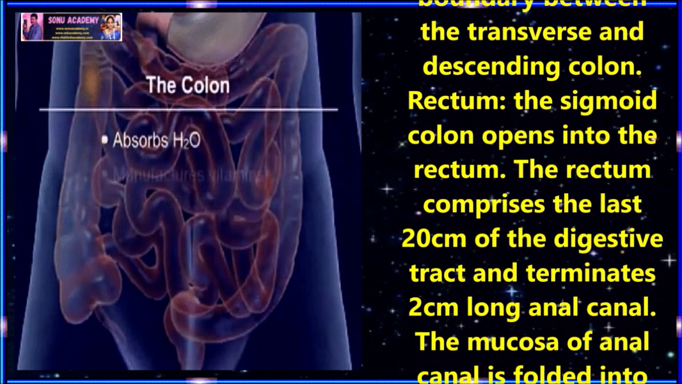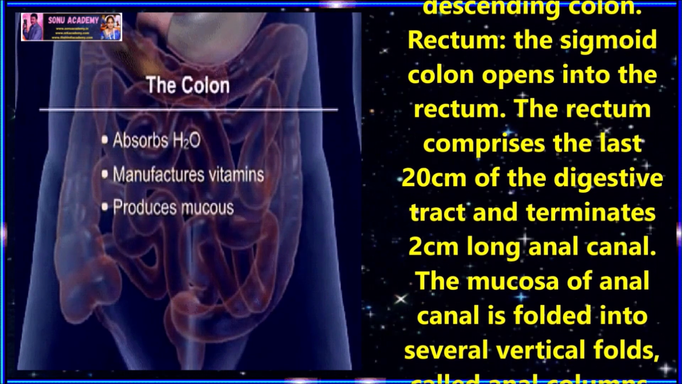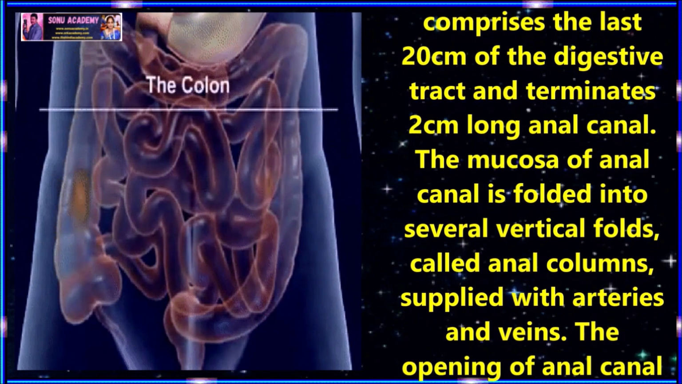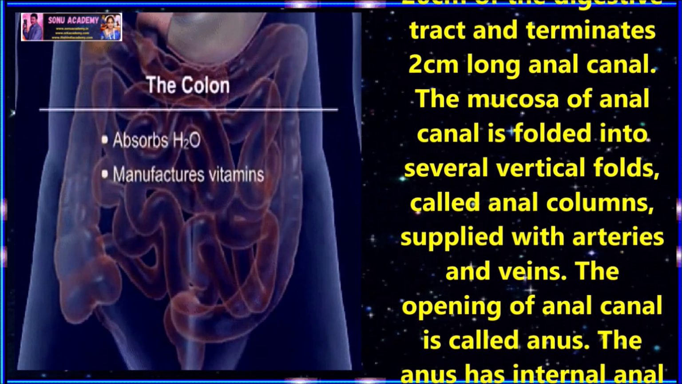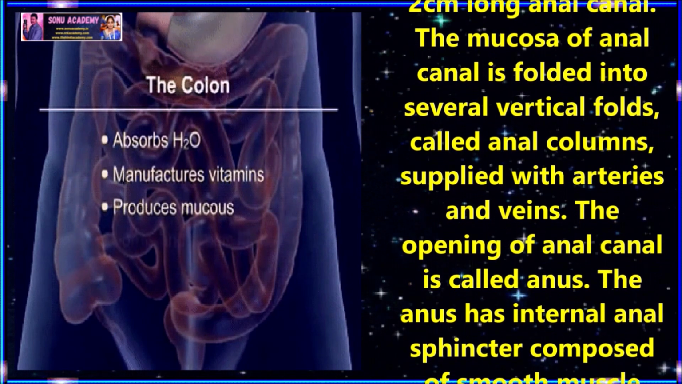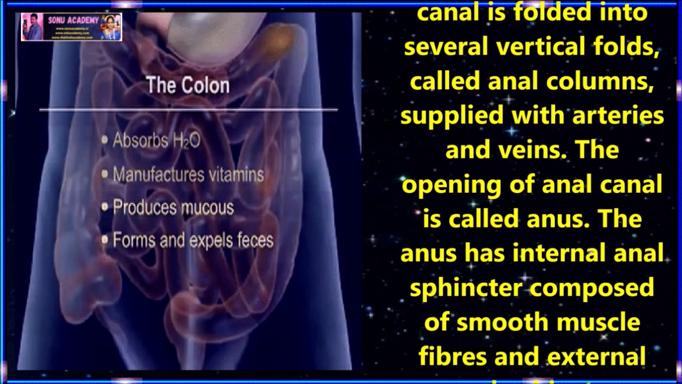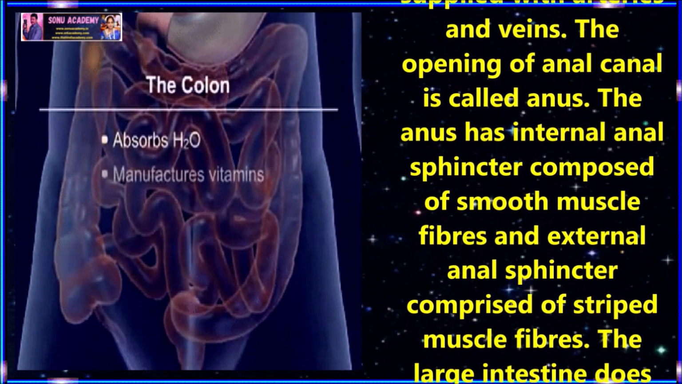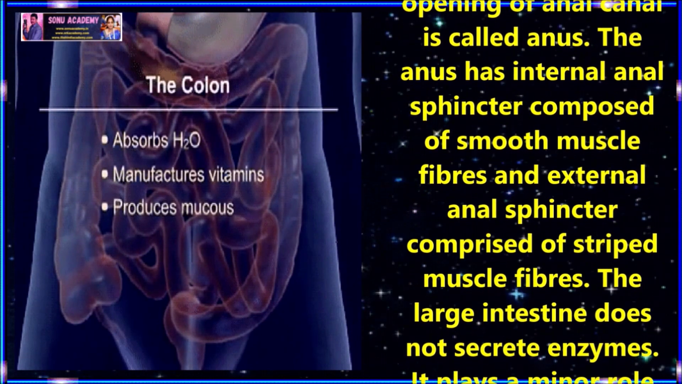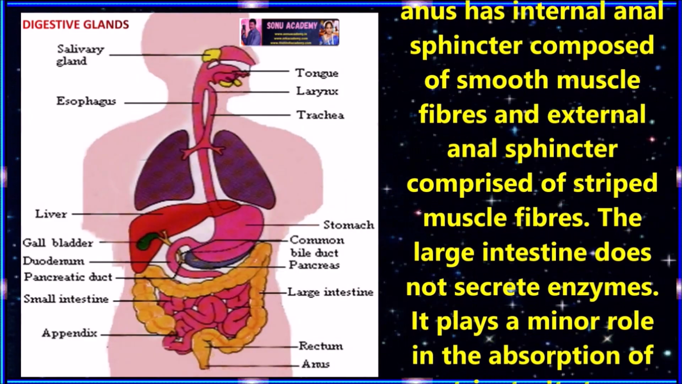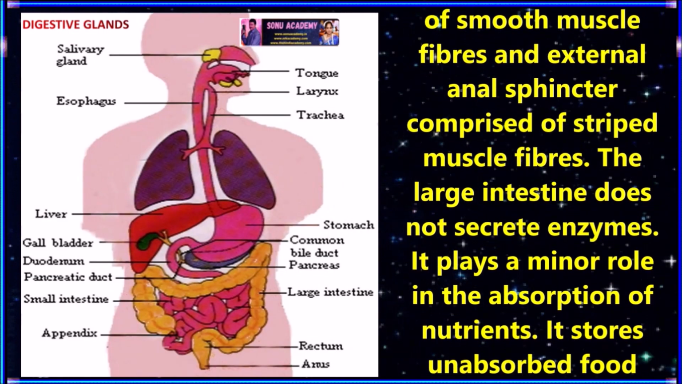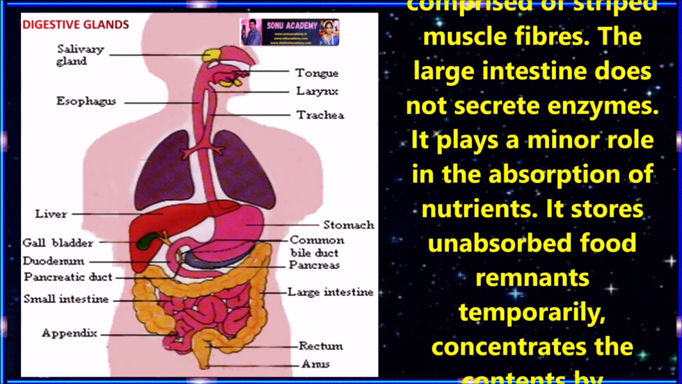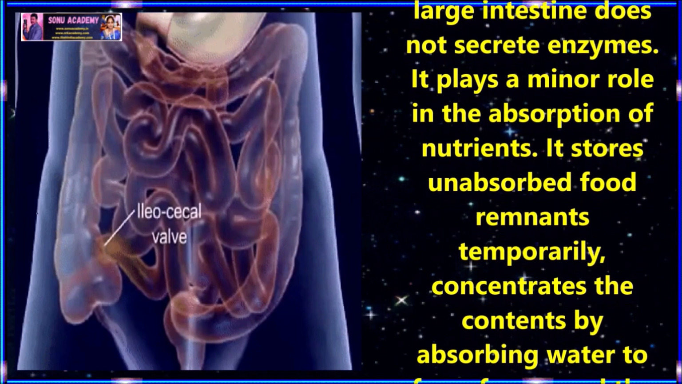Now let us discuss the rectum. The sigmoid colon opens into the rectum. The rectum comprises the last 20 centimeters of the digestive tract and terminates in a 2 centimeter long anal canal. The mucosa of the anal canal is folded into several vertical folds called anal columns, supplied with arteries and veins. The opening of the anal canal is called the anus. The anus has an internal anal sphincter composed of smooth muscle fibers and an external anal sphincter composed of striped muscle fibers.